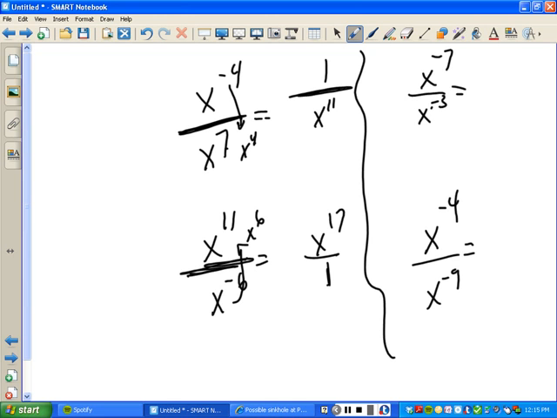Why did it go up top? The negative 6 was on the bottom already, and the negatives go up top. The exponent goes up. Negatives are on top, right? Now understand this: the 1 here is optional.